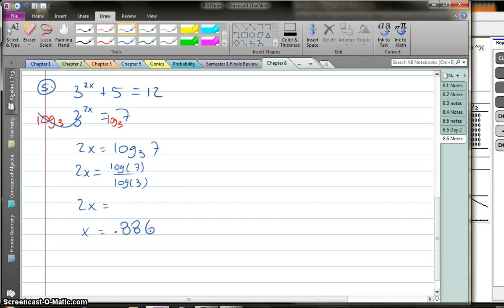All right, good stuff. A few more. Let's say 6. Negative 3 e to the 3x minus 6 equals negative 8. All right, so let's get that 6 out of there. Let's add 6 to both sides. So negative 3 e to the 3x is equal to negative 2. Divide by negative 3. So e to the 3x is equal to 2/3.